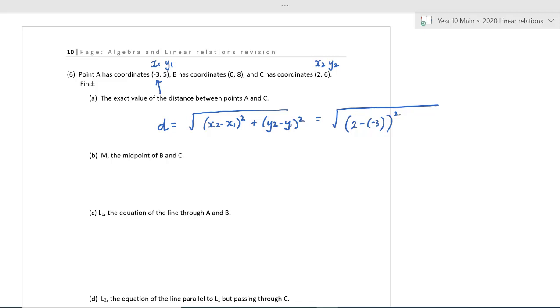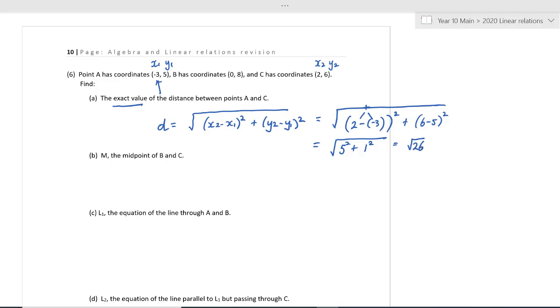Likewise, we're going from 6 take away 5, and that's squared. Now let's do it. As I mentioned, a negative and a negative becomes a positive, so 2 plus 3 is 5. 5 squared plus, well, that's 1 squared, isn't it? Let's leave it in an exact value, which it's asked for, which is the square root of 26.